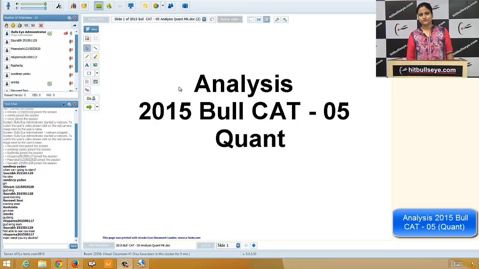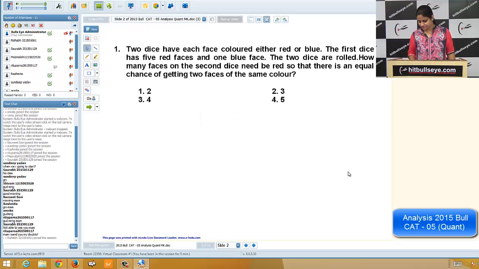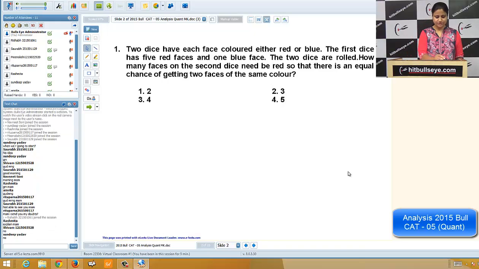Let us start analysis of 2015 Bullcat 5. Yeah, this is the very first question. Any problem in this question? Yes, guys, any problem in question number 1? Yes, Rashmita, see, what is the question?